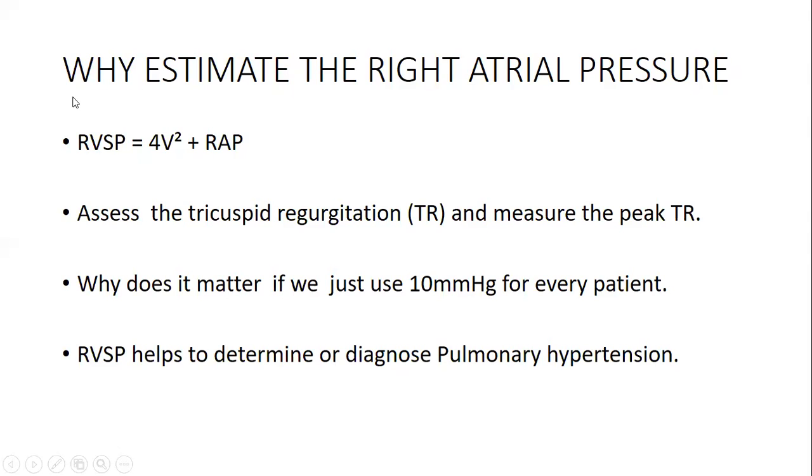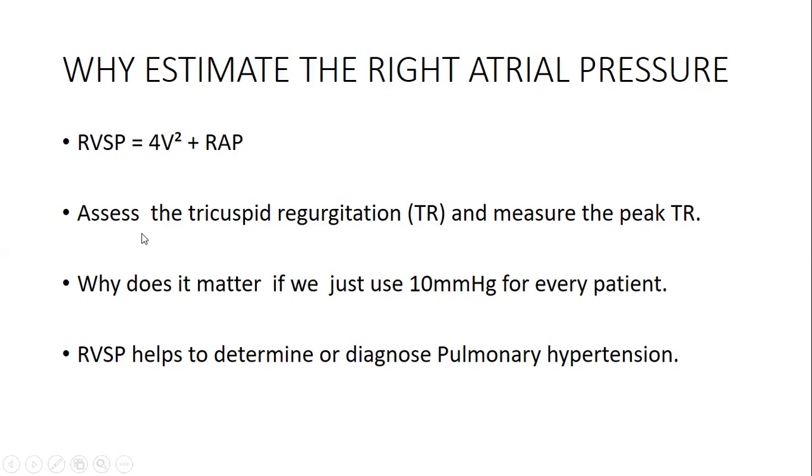This formula depends so much on the TR. And don't worry, the machine does all the calculations. You don't need to stress and do everything. The principle that you need to have is that the RV, right ventricle systolic pressure, is equal to the pulmonary artery pressure. And that pulmonary pressure is very crucial to help us quantify pulmonary hypertension.